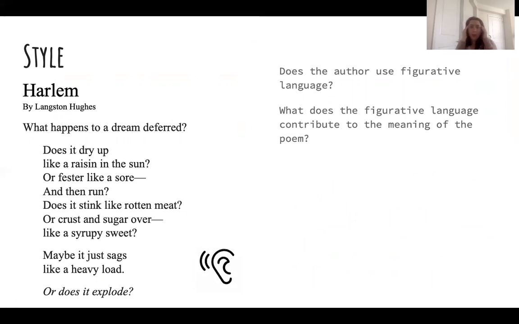You don't have to write it down anywhere. What do you think I'm going to say is the kind of figurative language that Langston Hughes uses over and over again? Is it simile, metaphor, alliteration, or rhyme? Make your guess. Make sure you have it in your head.